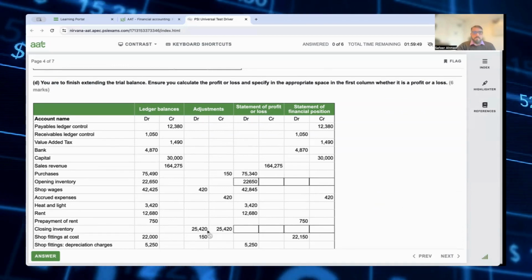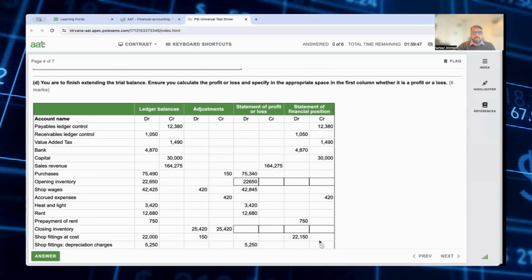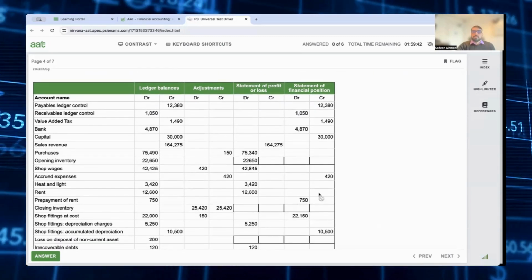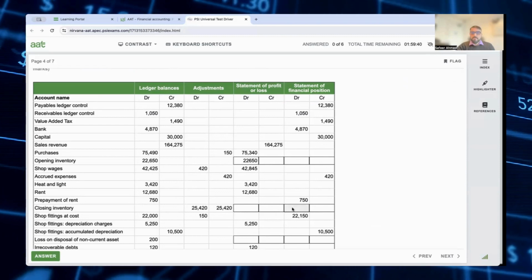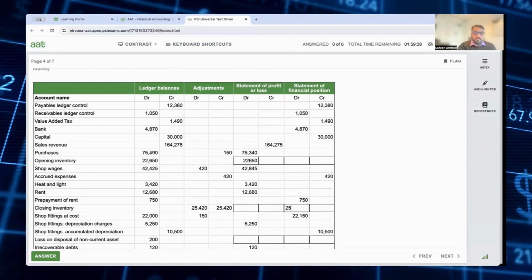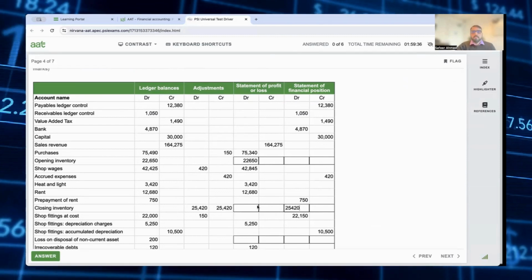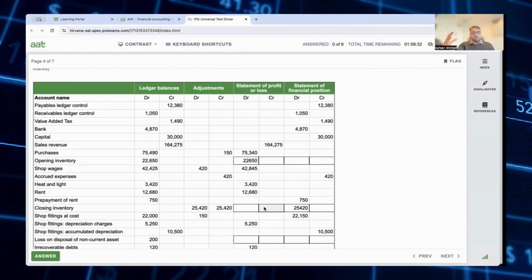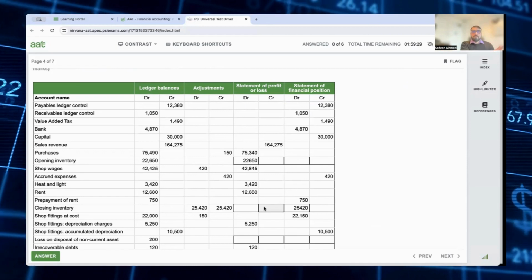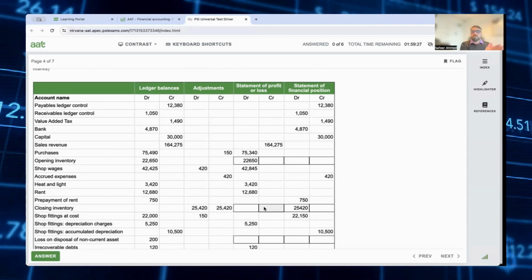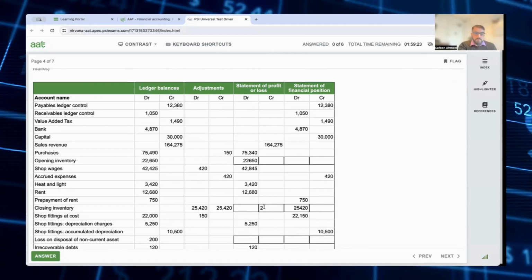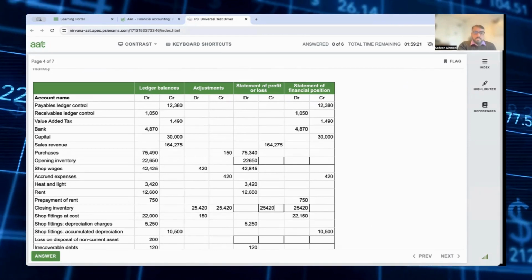And then the closing inventory, again, remember where it goes. So it goes on the debit side of the statement of financial position, which is 25,420. And then it also goes on the credit side of the statement of profit and loss. Remember, opening inventory plus purchases minus closing inventory. So in other words, on the credit side of the statement of profit and loss, 25,420.